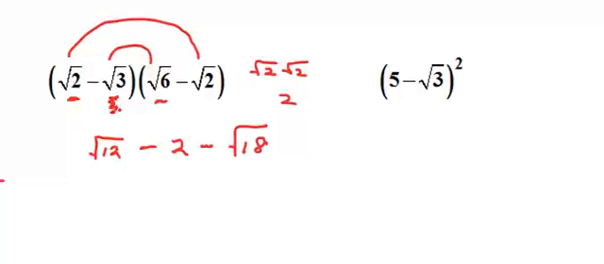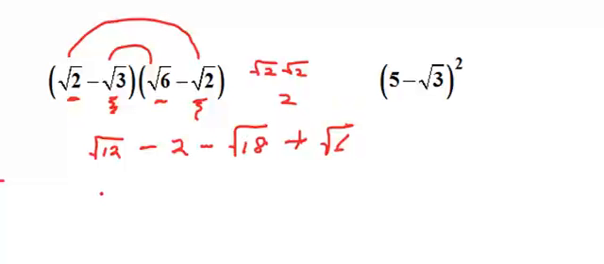And now the last times the last. Well, a negative times a negative is a positive. They're both under radicals, so we can push them together and say it's the square root of 3 times 2, which is 6.